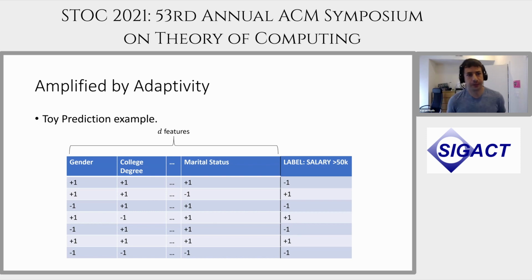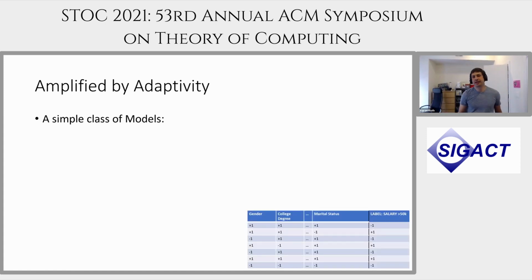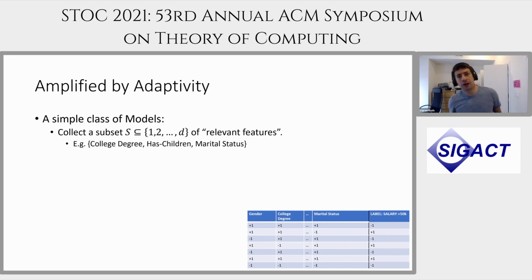So just to make that crystal clear, let's go through a toy prediction example. Suppose we've got some data set that's got a bunch of binary features. So whether you're married, whether you have a college degree, things like that. And we're trying to predict some binary feature as well. And let's imagine that we've got a simple class of models. So for example, a model might be defined by some subset of the relevant features. So a model might be defined by the features has a college degree, has children, your marital status, and there's 2 to the d models here because there's 2 to the d subsets of features.